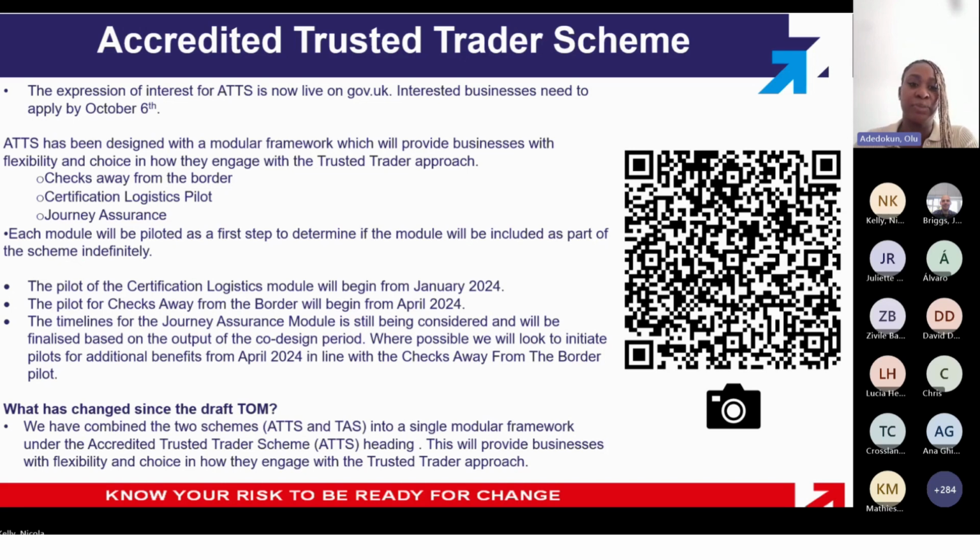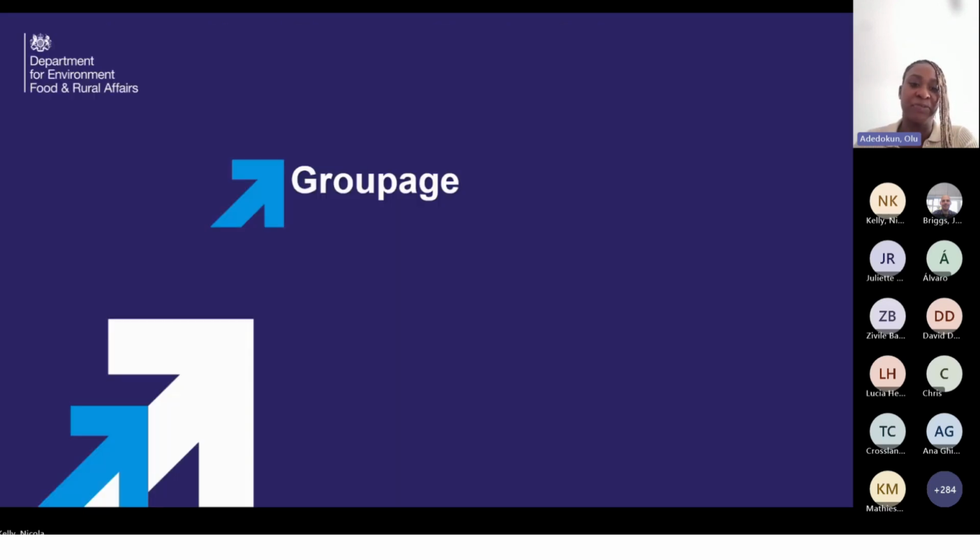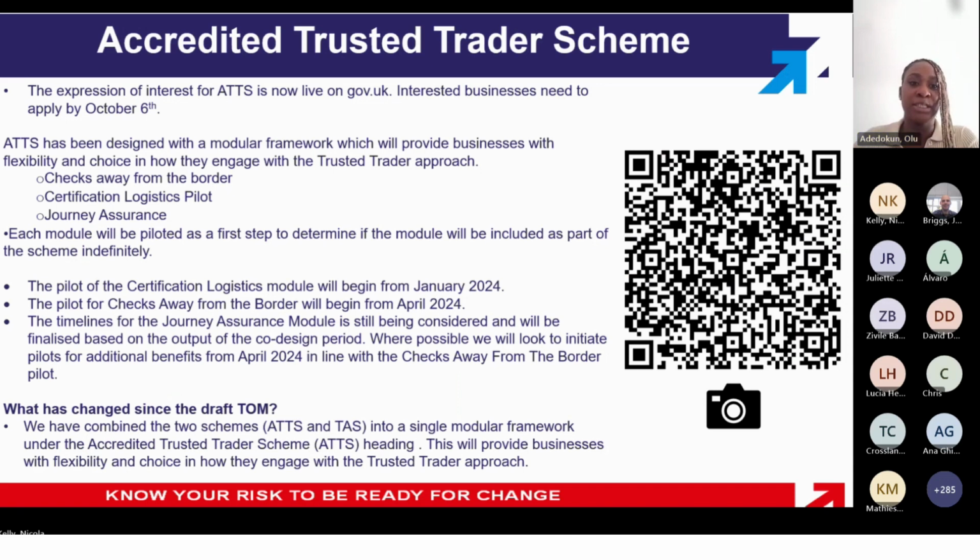This will provide all businesses with flexibility and choice in how they engage with the trusted trader approach. It has now been designed with a modular framework which includes checks away from the border, certification, logistics pilot, and a journey assurance. Each module will be piloted as a first step to determine if the module will be included as part of the scheme indefinitely. The pilot of the certification logistics model will begin from January 2024. The pilot for checks away from the border will begin from April 2024.